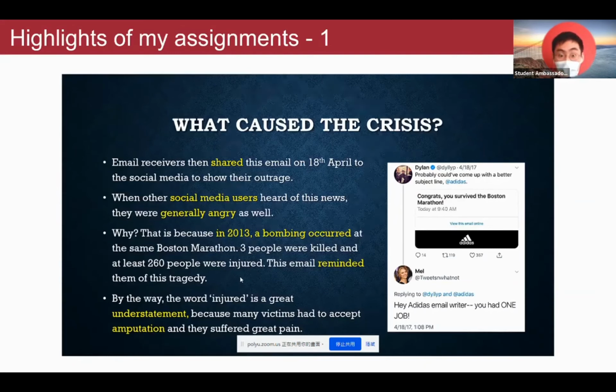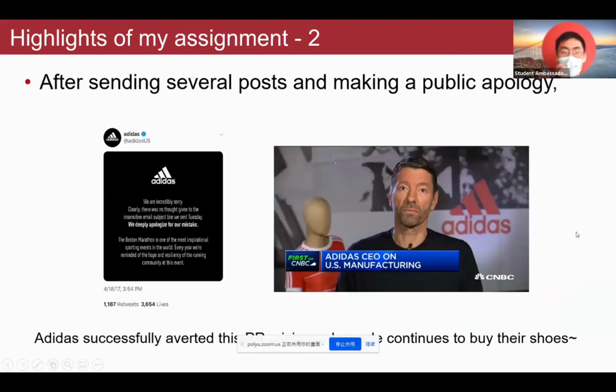All their legs were gone. They simply cannot be recovered. So injured here is really a big understatement. So the email reminded them of this tragedy and made people feel that Adidas was making fun of this tragedy.